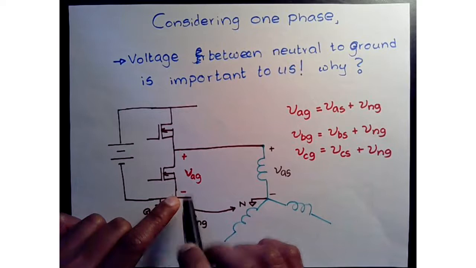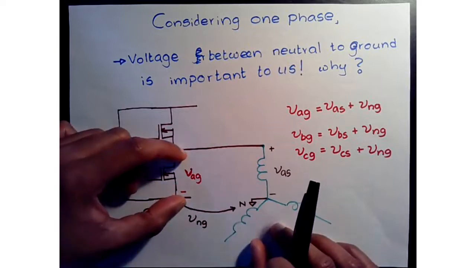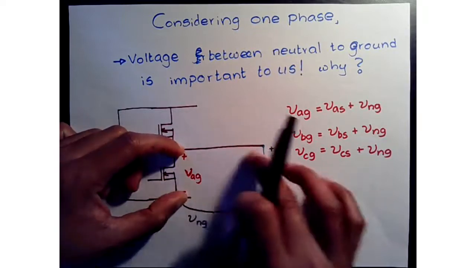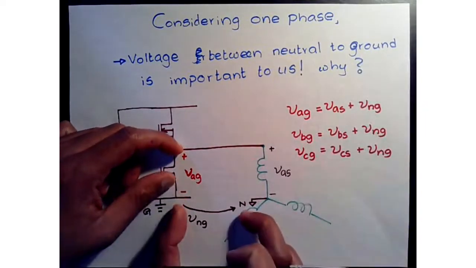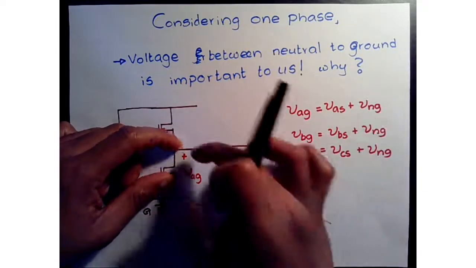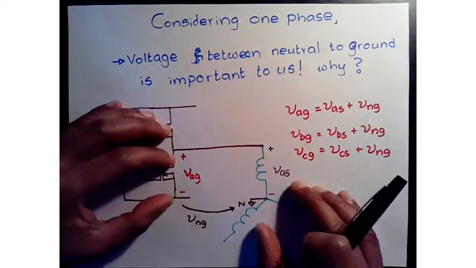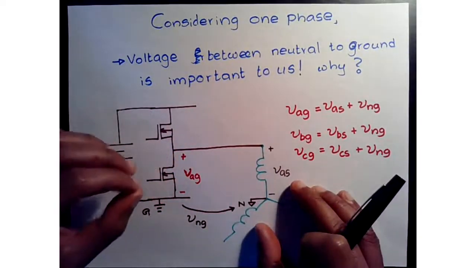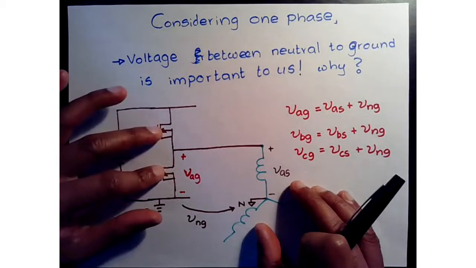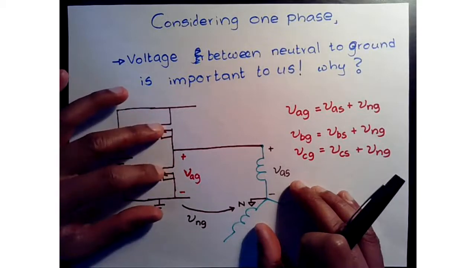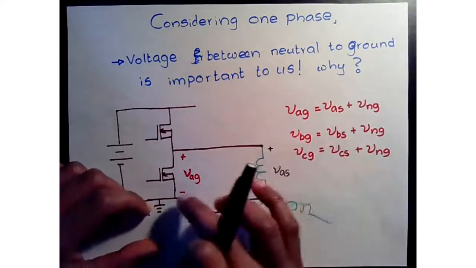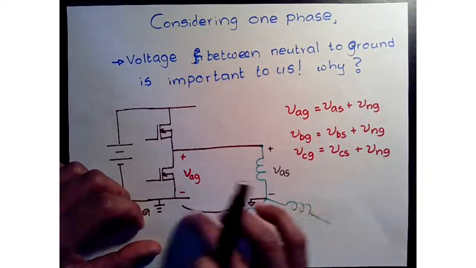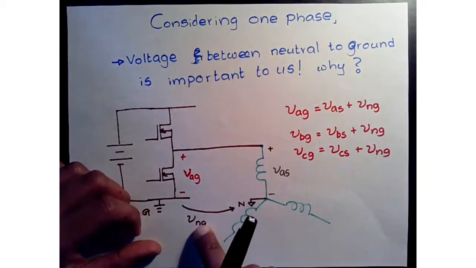So this is the relationship, and then if you look at VAG, this voltage, if you simply apply KVL, this is equal to VAS plus VNG, right? So these two voltages, the sum of the two equals VAG. VAG is what we apply by using PWM. We do the modulation as we discussed earlier, and then we apply that voltage to the phase, and then depending on the modulation strategy, we can determine what that VNG is going to be.